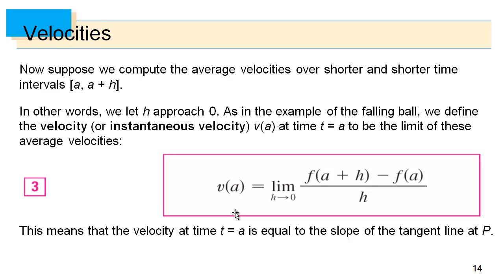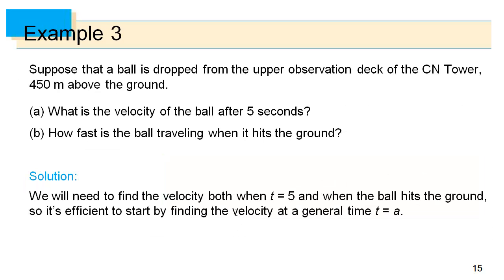Also very important. Let's look at an example for this. Let's suppose that a ball is dropped from the upper observation deck of the CN Tower, which is 450 meters above the ground. What is the velocity of the ball after 5 seconds, i.e. how fast is it going at that point, and then how fast is the ball traveling when it hits the ground?